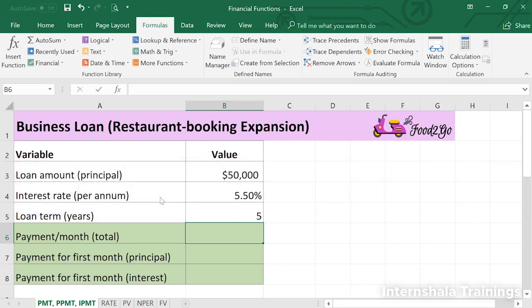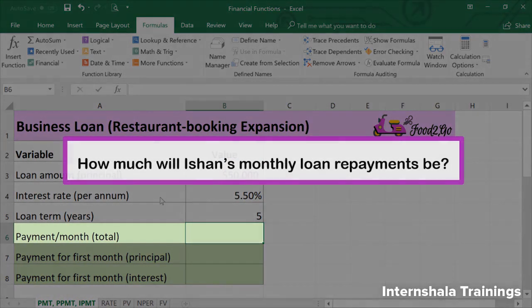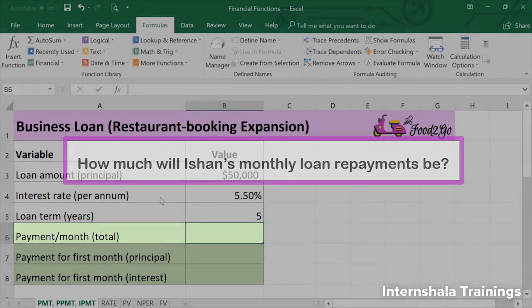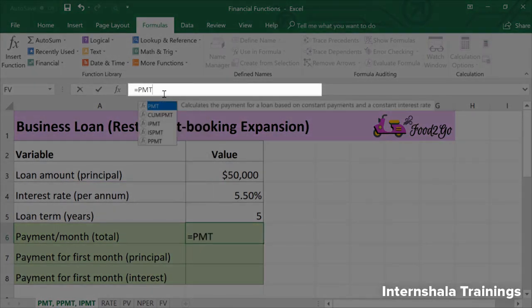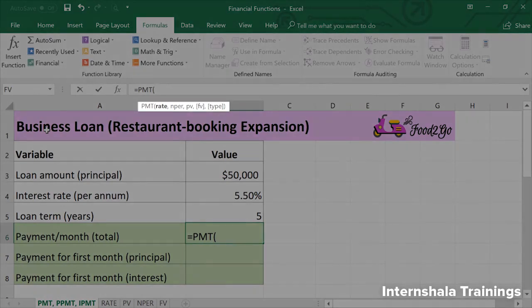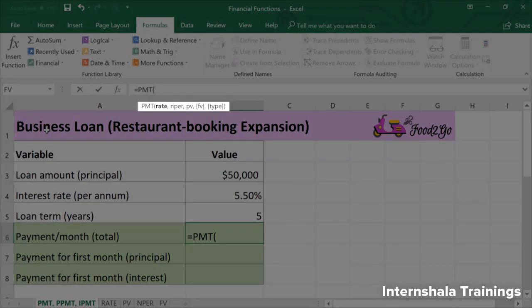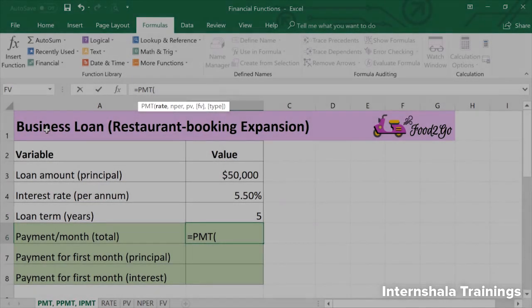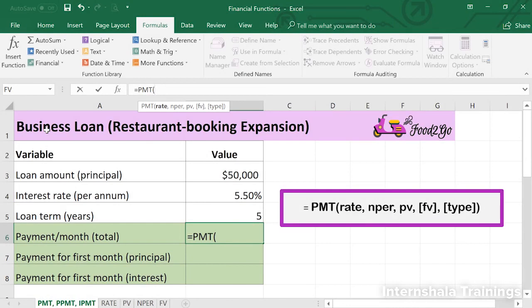In this worksheet, we're looking at a loan of $50,000 borrowed over 5 years at an annual interest rate of 5.5% compounded monthly. We want to find out how much Ishan will have to pay every month in order to service this loan. First, we insert the PMT function in the formula bar. When you type this in, Excel will guide you by displaying the function syntax as a reference. Here's the syntax for the PMT function.